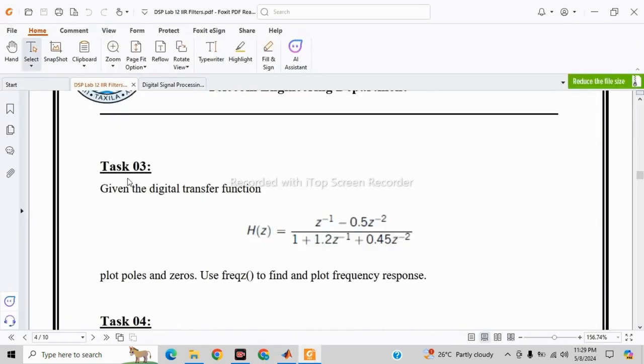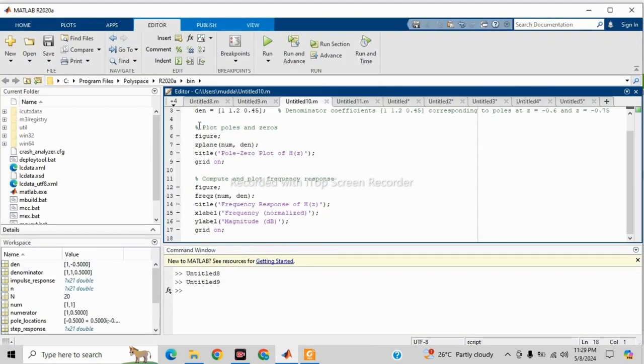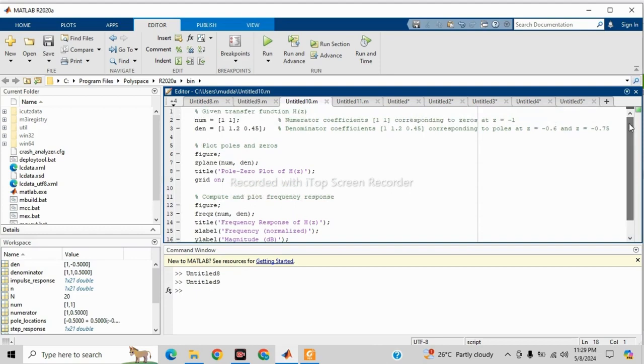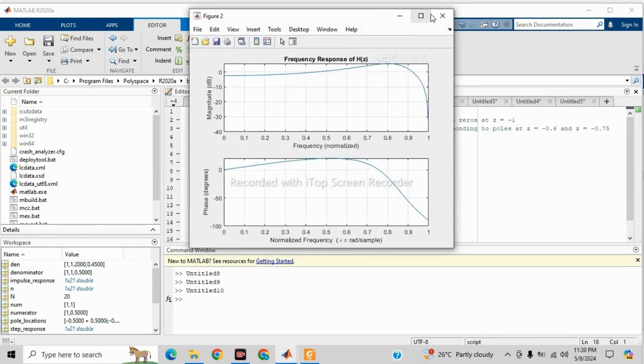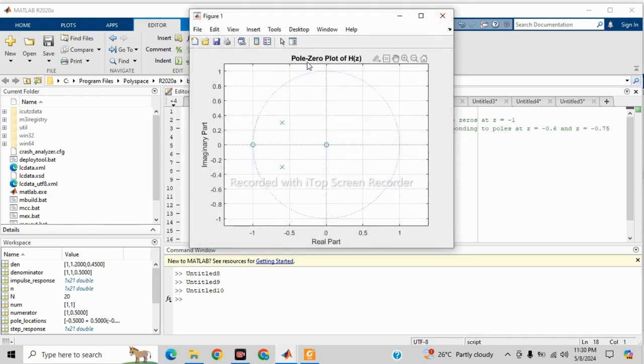So next we have task number 3 for this lab. Given the digital transfer function H of z, we have to plot poles and zeros using this function, and find and plot the frequency response in MATLAB. So the MATLAB code for this task is here, and the output is this. This is the pole-zero plot, and these are the poles and these two are zeros.